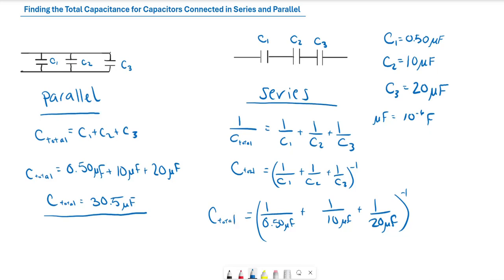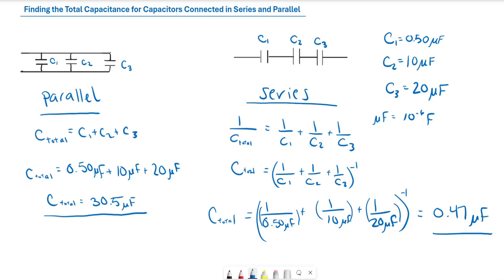So you can put this into a calculator as it is. You would just put parentheses around each of these, and then add them together, and then the whole thing in its own parentheses to the -1 power. You can do it that way, or you can do them separately and add them together. But what you should get is 0.47 microfarads for the answer.